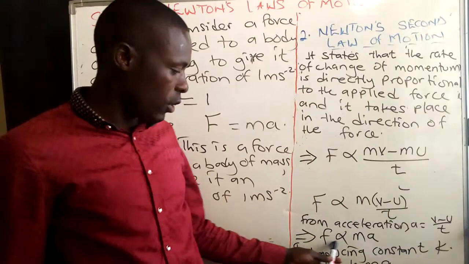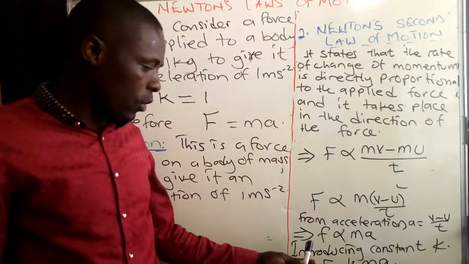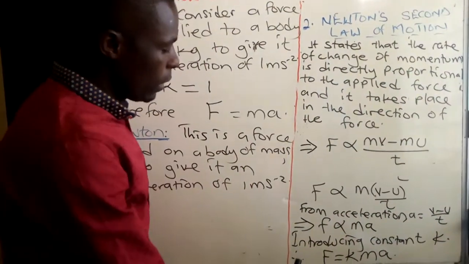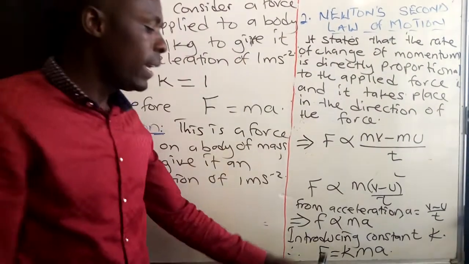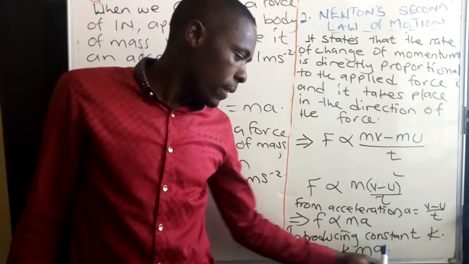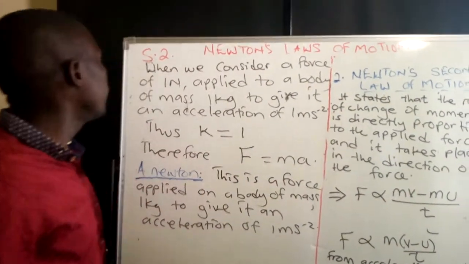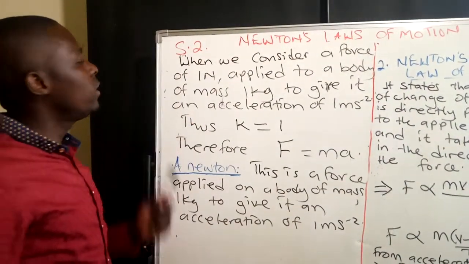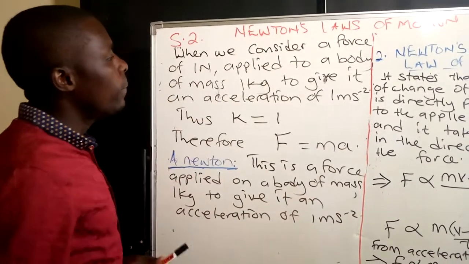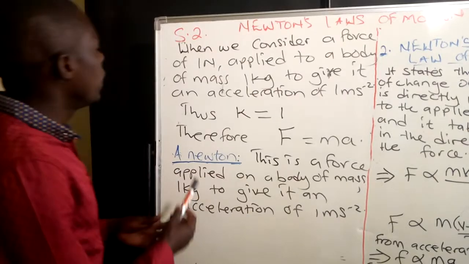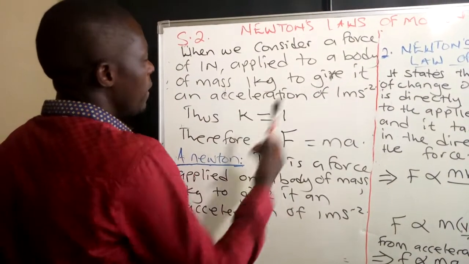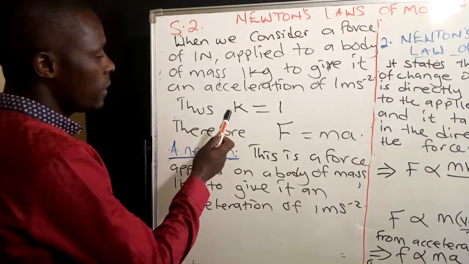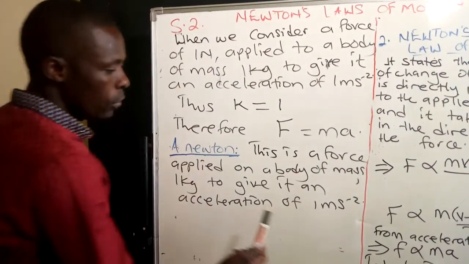Here we cannot solve such equations. That's why we say let's introduce the constant of proportionality, that is K. Then when you bring in K, we shall have F equals K M A, where M is mass and A is acceleration. When we consider a force of 1 Newton being applied to a body of mass 1 kilogram to give it an acceleration of 1 meter per second squared, we shall end up getting the value of K equaling 1. So this is the standard value for the constant which you introduced.